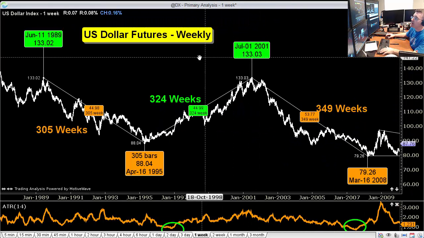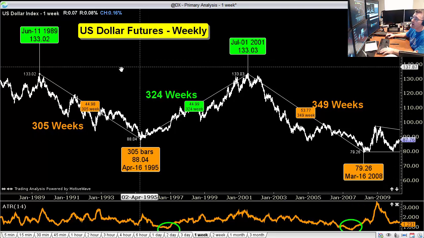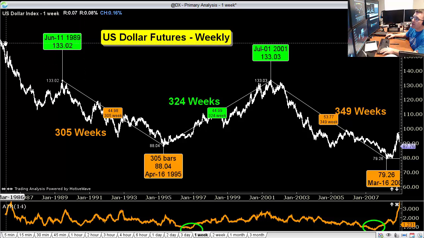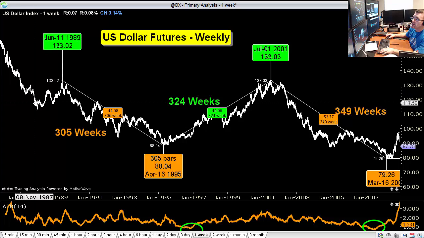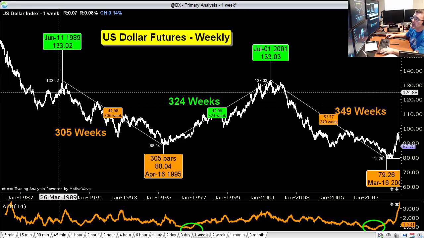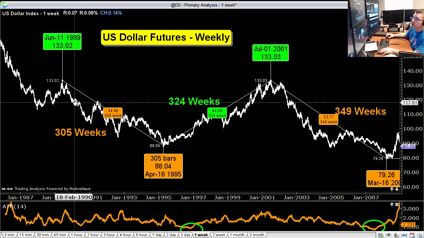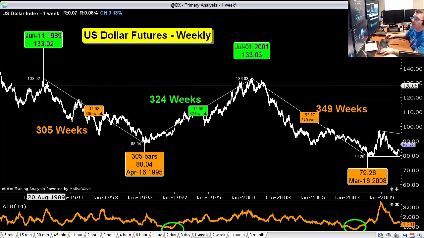The other market that I thought was very interesting is the dollar, and this chart's wild. The dollar index, the U.S. dollar futures, 1987. Obviously we had massive inflation there in the 80s, 1988, and then we go up to 89, and then we begin to go into some of the wars, the first Gulf War.